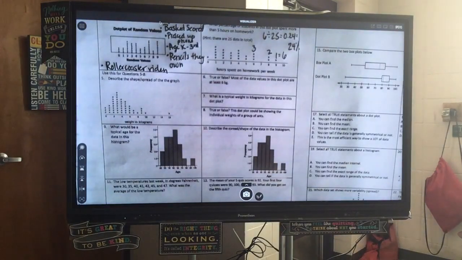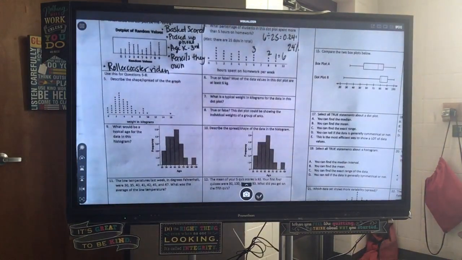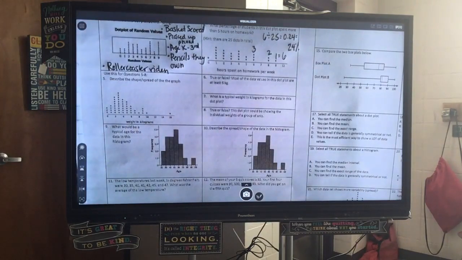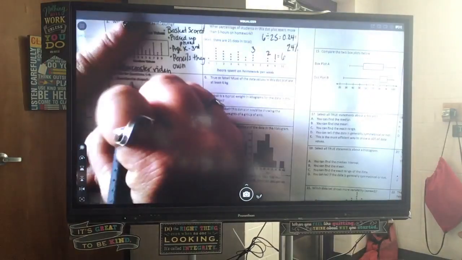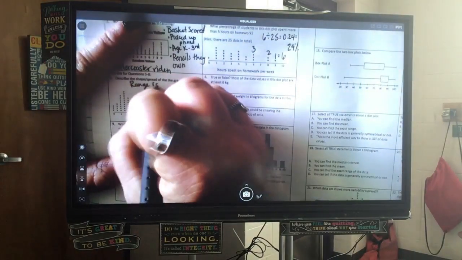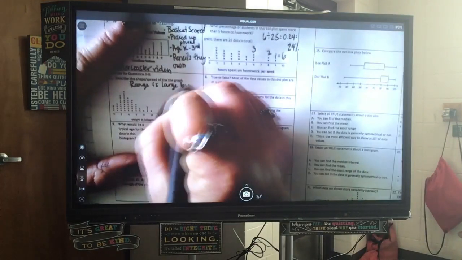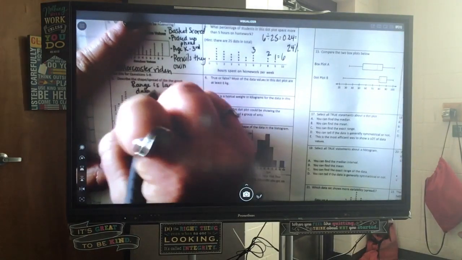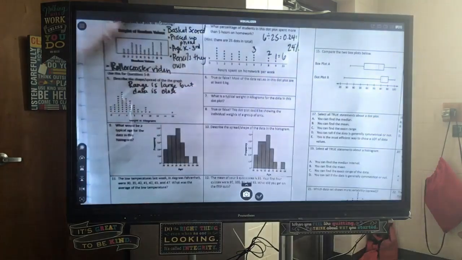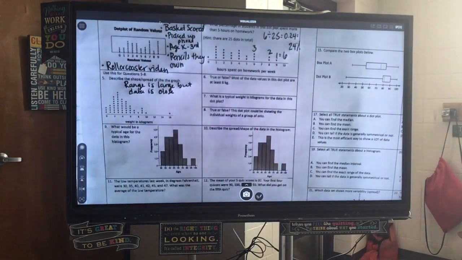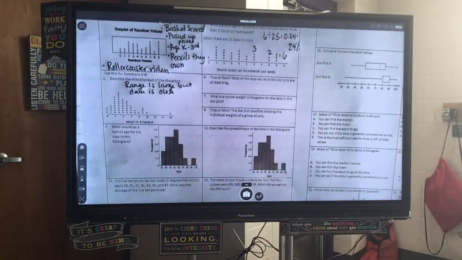It says describe the shape and spread of the graph. So what does our graph look like? Is it super spread out? Tell me something that you notice about the graph. Jack: I would say it has a big range, but not quite spread out. And what makes our range large but our data close? What does this graph essentially have? An outlier.